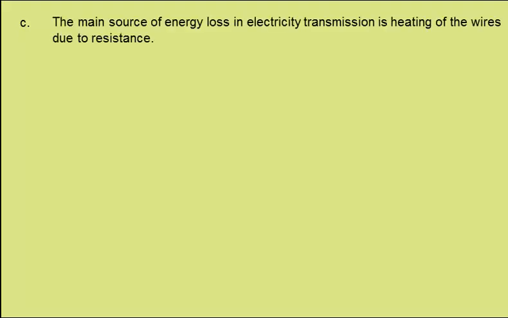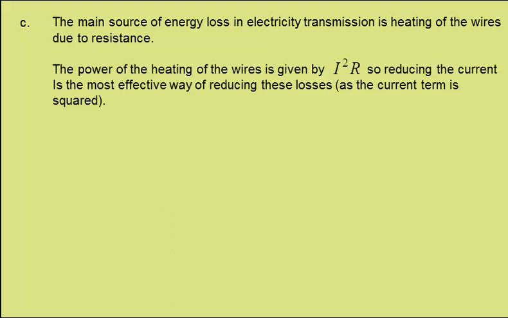In C, we need to discuss the principles involved in high voltage transmission systems, explaining why AC is used in preference to DC and how energy losses are minimized. Well, the main source of energy loss in electrical transmission systems is heating of the wires due to resistance. The power of the heating of the wires is given by the expression current squared times resistance. So reducing the current is the most effective way of reducing these losses, as the current term is squared.